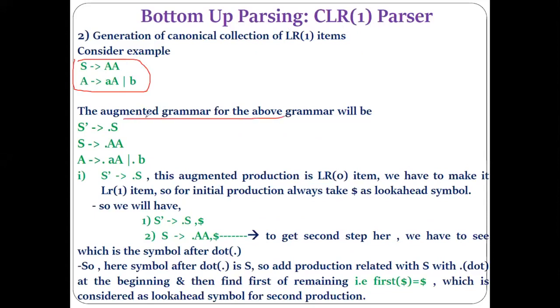Now for this, augmented grammar can be generated like this, we know. This is the augmented grammar with the LR0 items, because the dot is present at some position on the right hand side. Now for this particular augmented grammar, we have to see how this can be converted into the grammar with the LR1 items.